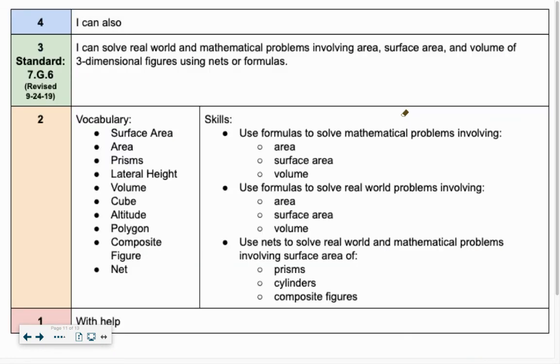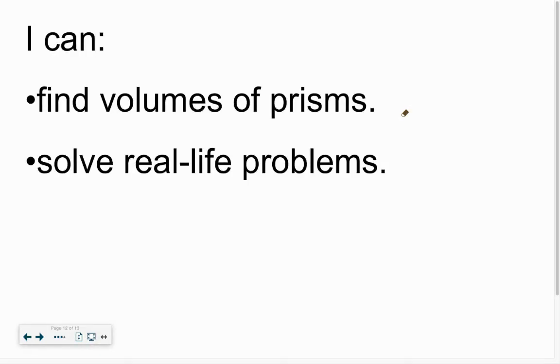Again, looking at real-world volume and surface area right there, 2 in 1. You've used the formulas for finding volume. We found volume here, and you saw some of our other things come in there, surface area. And we're doing that for our standard 7G6. Today, I can find volumes of prisms, and I can solve real-life problems.